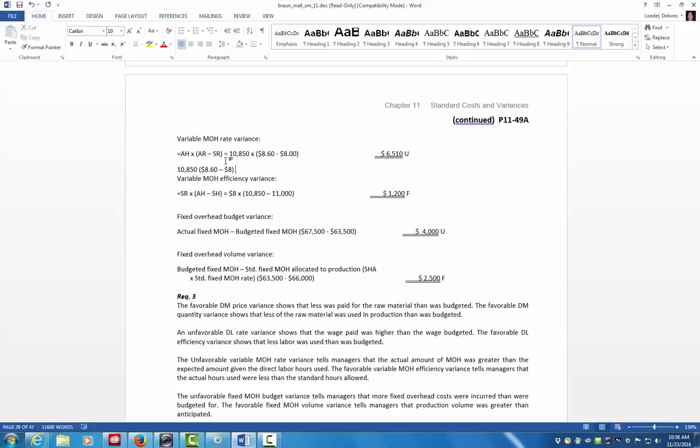Now, the actual rate we have to calculate. Oh, I'm sorry, it's given right here. I'm sitting here redoing this and it's given right here. Okay, so it's the 10,850 multiplied by your actual rate minus your standard rate. Of course, your standard rate's given, your actual hours are given. The amount here, the 8.60, your actual rate, that's simply calculated by taking the information given in the problem.